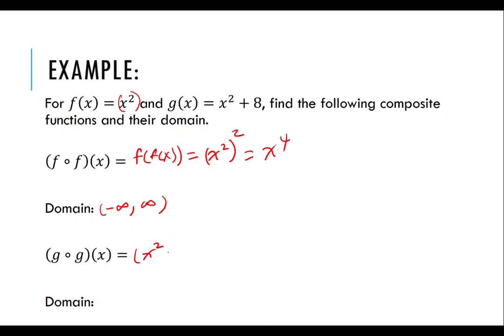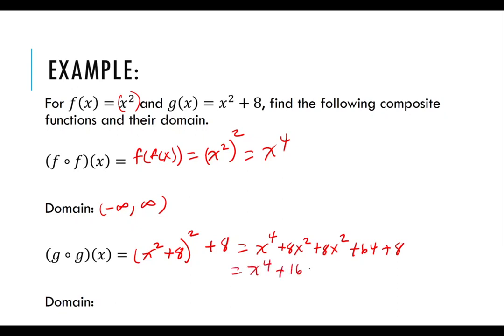Now g of g, that is take the function g of x and plug it into the function g of x, x squared plus 8, plugged into g of x is (x squared plus 8) squared plus 8, and to simplify this, that's going to give me x to the 4th plus 8x squared plus 8x squared plus 64 plus 8, that is x to the 4th plus 16x squared plus 72. And the domain of the inner function g was all real numbers. The domain of the final composition here is all real numbers. Their intersection is again all real numbers.